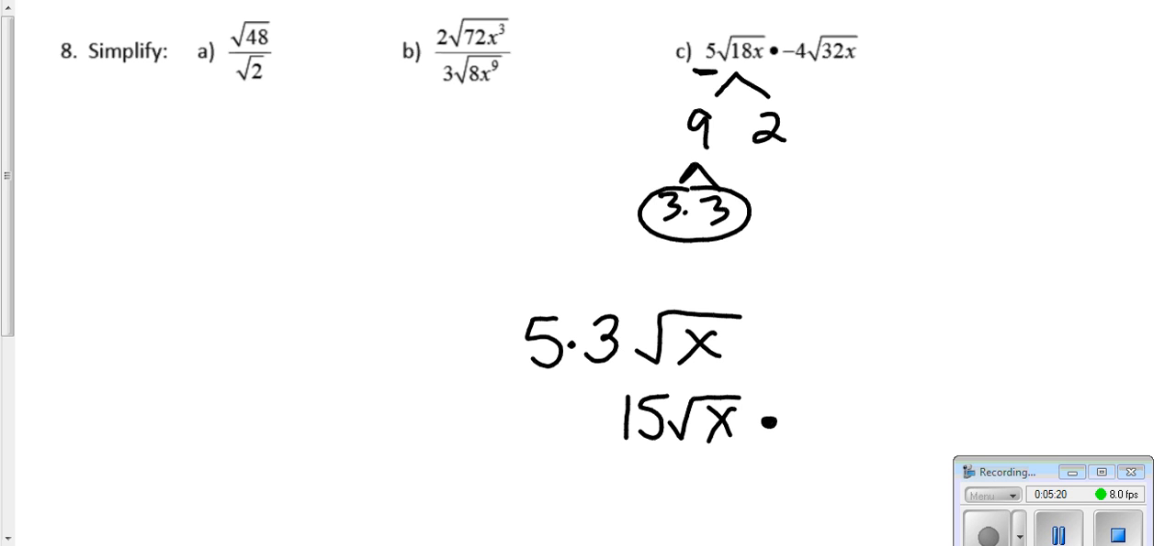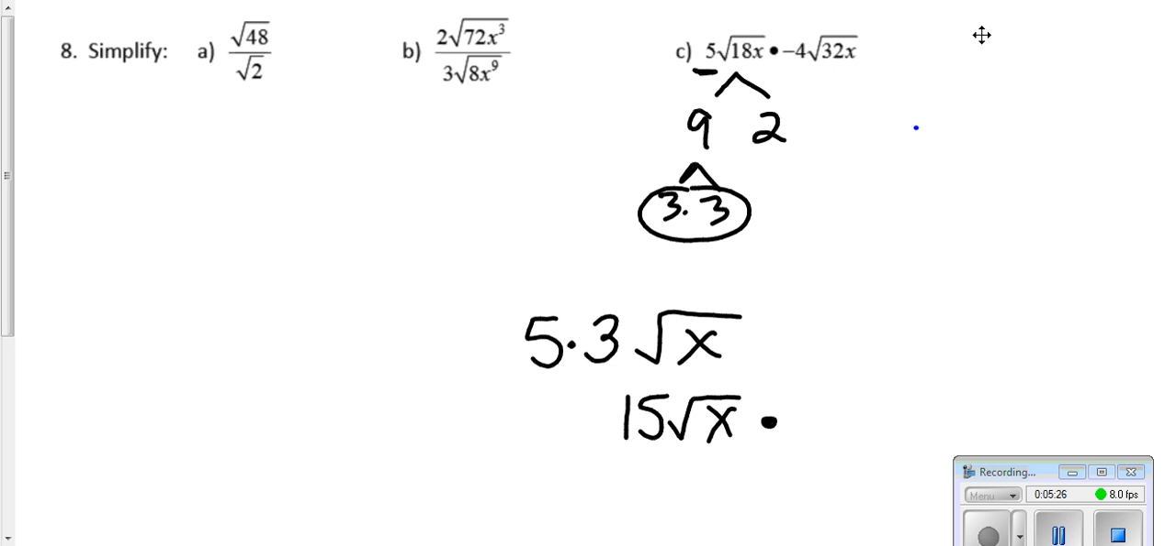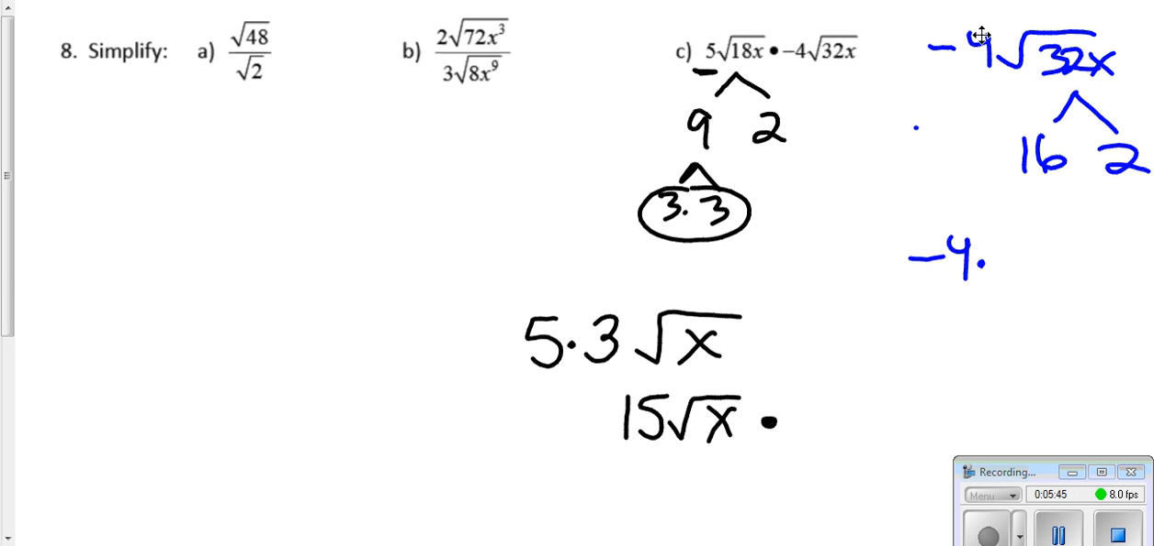times, now we need to simplify this one, and I'm going to use a different color so you can tell. Okay, so negative 4 times the square root of 32x. Alright, so 32 also has a perfect square. 16 times 2. Okay, and the perfect square there is 16. The square root of 16 is 4. So that means on the outside we're going to have negative 4 times 4. And underneath we're going to be left with a 2x.